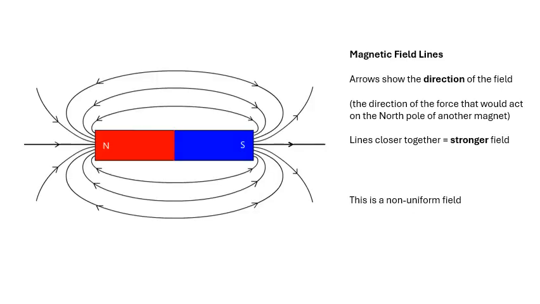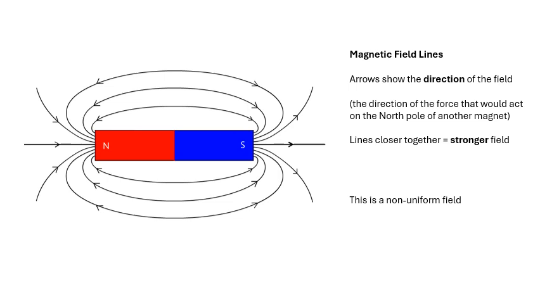Now, magnetic field lines, a bit like gravitational field lines, electric field lines, the arrows show the direction of the field. Now, what is the direction of the field? It's the direction of the force that would act on the north pole of another magnet. Which is basically from north to south, because it would be repelled by north, it would be attracted to south. But the arrows show the direction of the force that would act on a north pole.